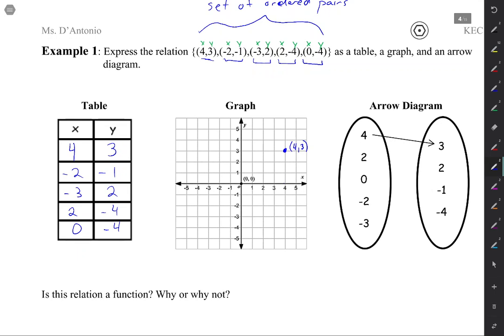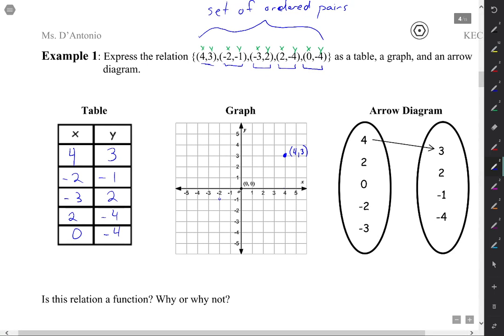So I'm going to continue graphing or plotting all these points. Now we have -2, -1. So I'm going to go -2 on the x-axis and then -1 on the y. That brings me right here, and I'm going to label that point -2, -1, and so on. I'm going to continue plotting the rest of these. All right, so I plotted all of our points on the graph. So here is the graph of the relation that we're expressing above.